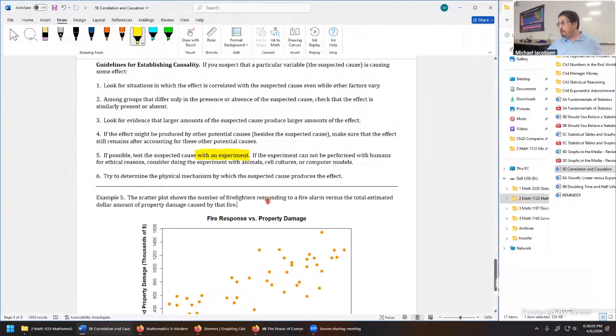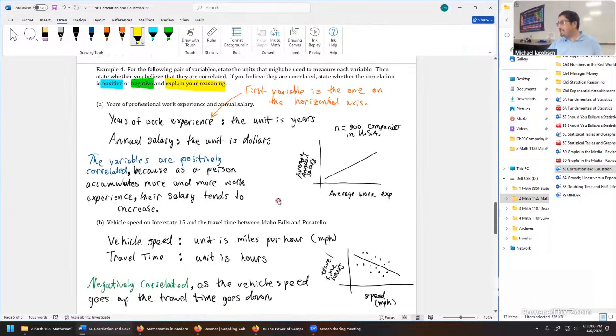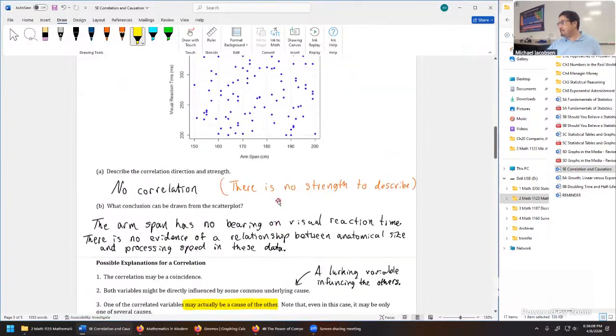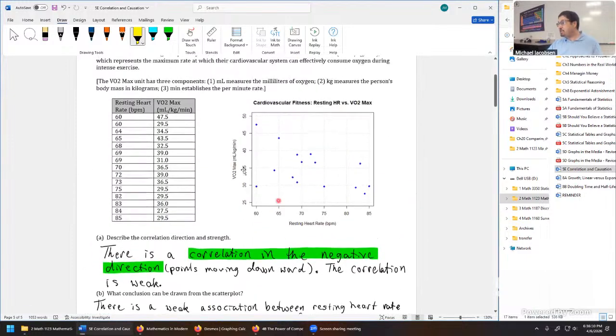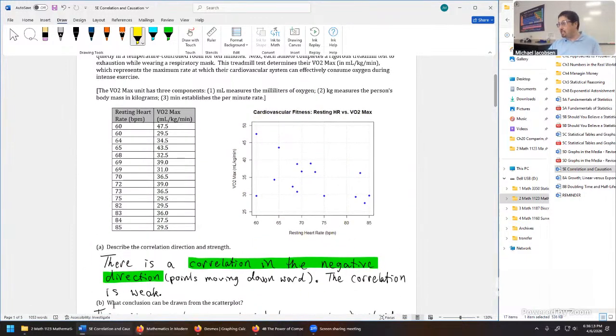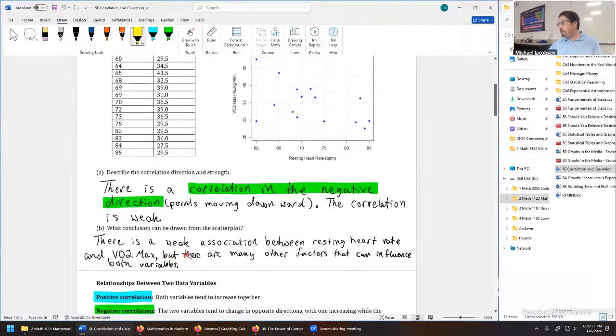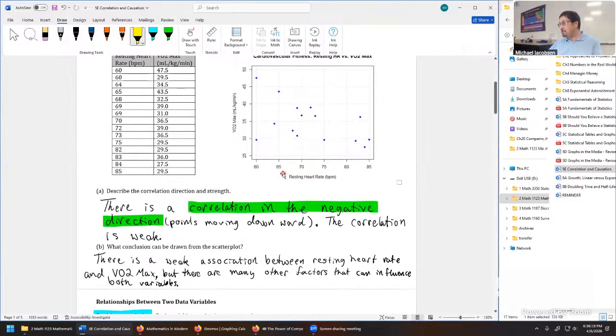Okay, well, with everything we thought about with cause and effect so far, keep in mind that the major danger here is anytime you see something that's correlated, even if we say the correlation is weak or the correlation is strong, we read out the variables and we say there's a correlation between resting heart rate and VO2 max. As resting heart rate goes up, VO2 max tends to go down.